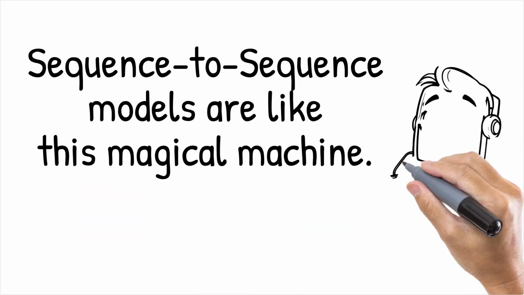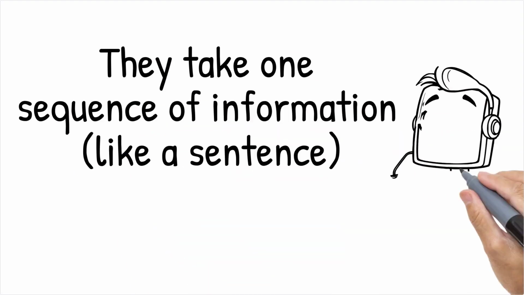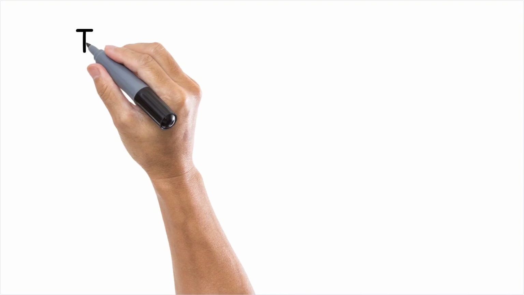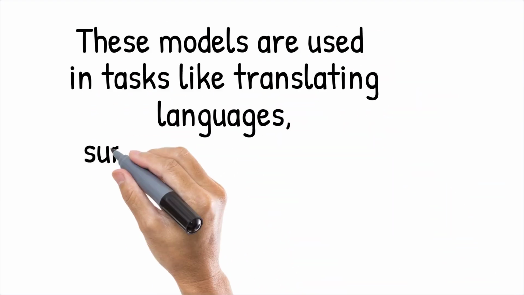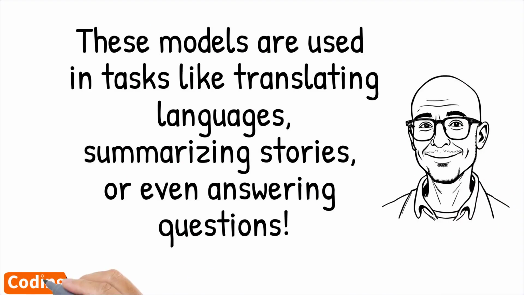Sequence-to-sequence models are like this magical machine. They take one sequence of information, like a sentence, and turn it into another sequence, like its translation. These models are used in tasks like translating languages, summarizing stories, or even answering questions.